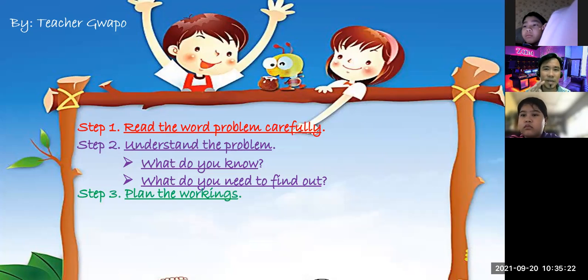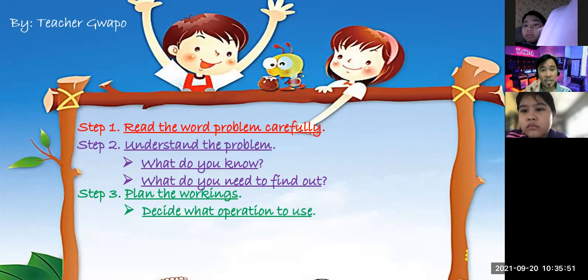And step number 3, you have to think what operations you are going to use. In a previous video, you learned to use addition, the plus sign. And then you learned how to use subtraction, or the minus sign. Now this time, we will use multiplication or the times sign. It looks like a letter X, right? Now you must decide what operations to use.